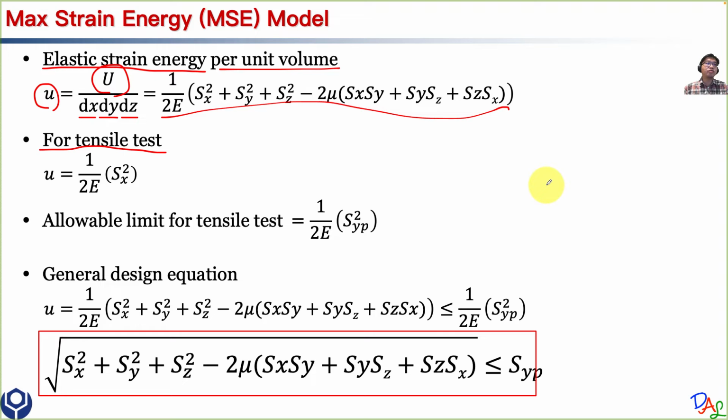So this is more like a general equation. This is the elastic strain energy that is stored inside this unit volume based on forces along x, y, and z direction. How about the tensile test? When we are only pulling a material along one direction, that's the tensile test. When that's the case, we don't have forces along y and z direction. That's why all these terms become zero, and we end up with a very simple equation like this.